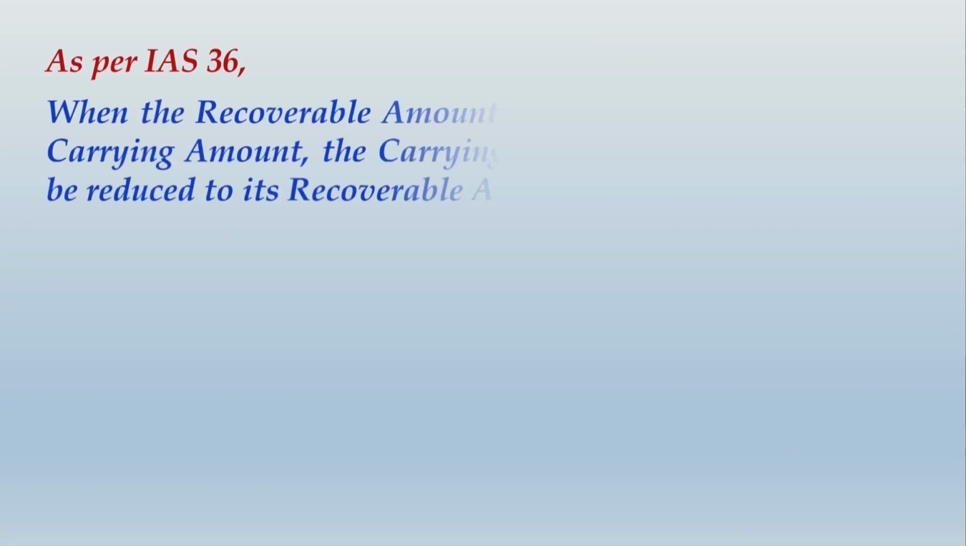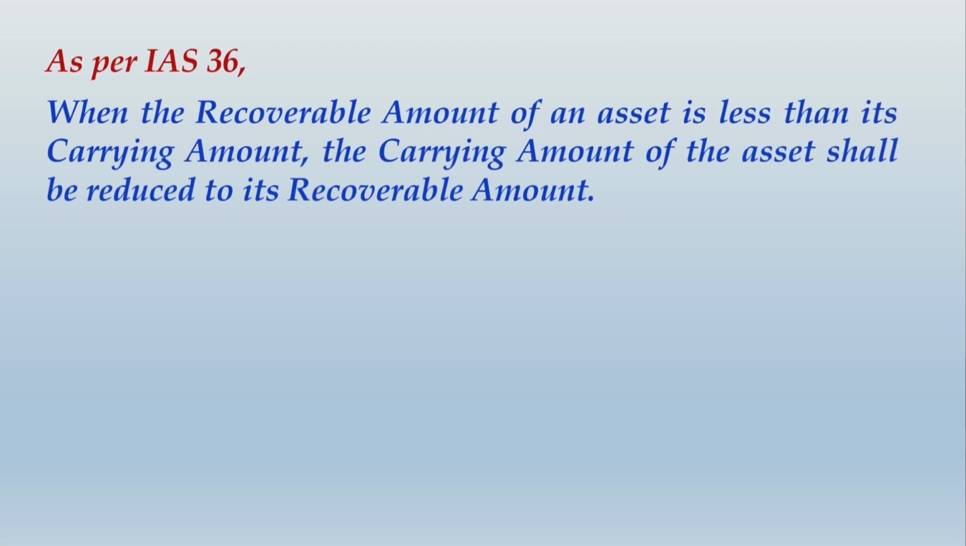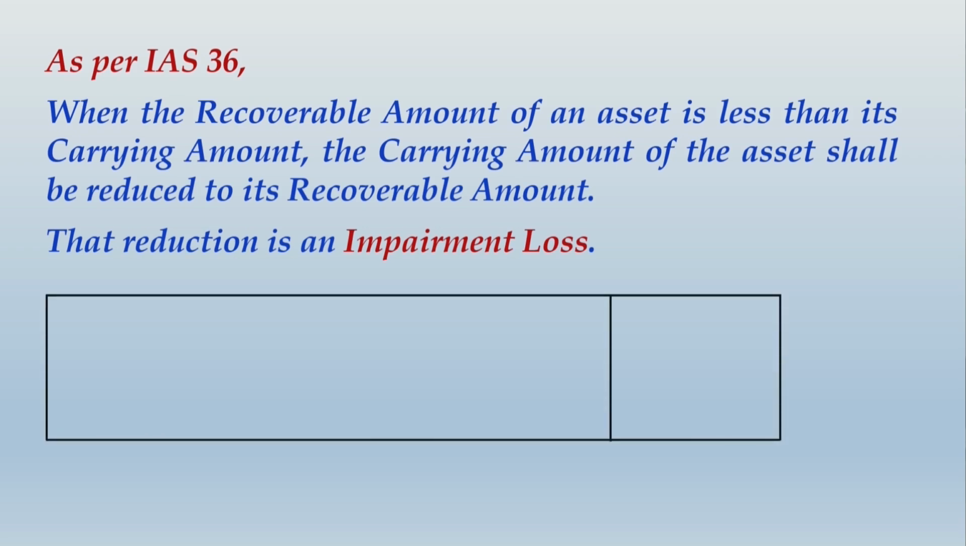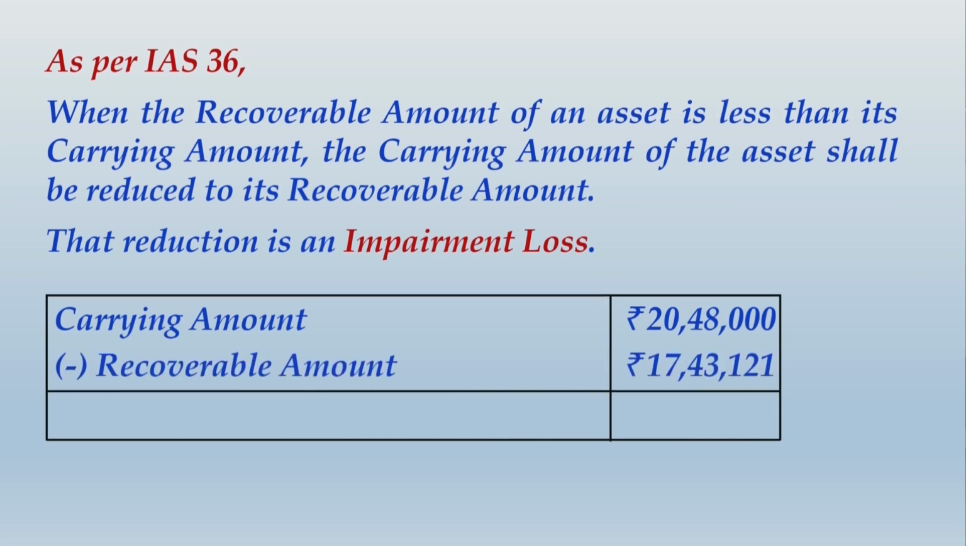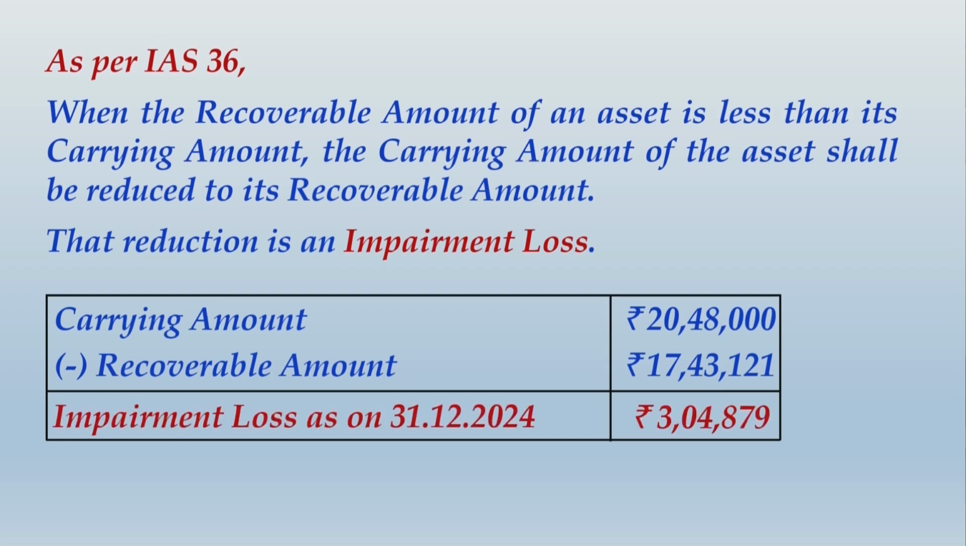As per IAS 36, that is the IFRS numbering, that is International Accounting Standard 36, when the recoverable amount of an asset is less than its carrying amount, the carrying amount of the asset shall be reduced to its recoverable amount. That reduction is an impairment loss. So from the carrying amount of rupees 20,48,000, you subtract the recoverable amount of 17,43,121 and you get the impairment loss on 31/12/2024 as rupees 3,04,879. So please write up these calculations as well and then I take you ahead.